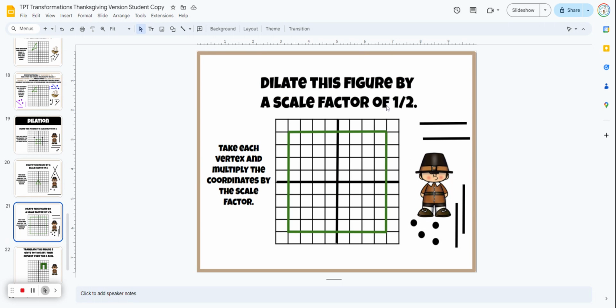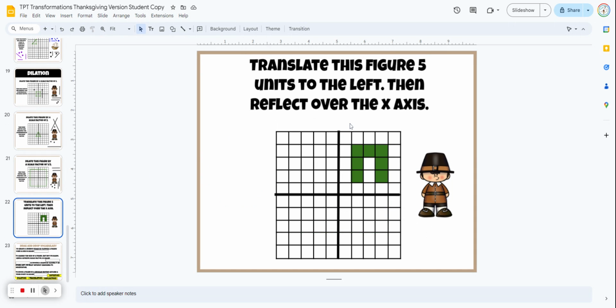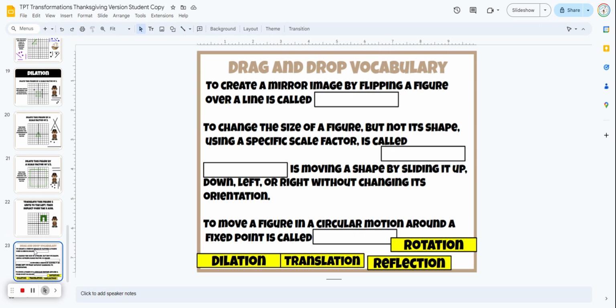Now they're shown what happens when they have a scale factor that's a fraction less than 1. So they're going to take each of the coordinates of these corners and multiply times 1/2, which is the same as just dividing by 2. And they'll get a smaller figure, same shape, but 2 times smaller. Then on the final slide, students are going to be showing 2 transformations of the same figure. So here they're going to translate 5 units to the left, and then they're going to reflect that figure over the x-axis.